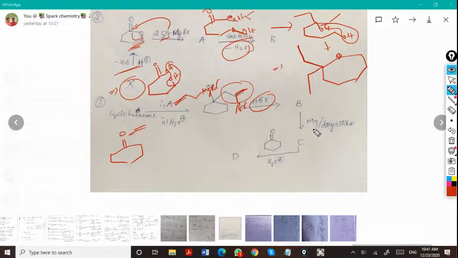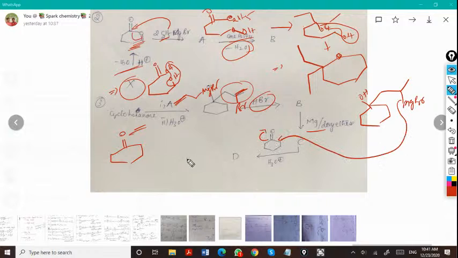Okay. So this on treatment with Grignard is going to give Grignard reagent. Okay. So once Grignard is formed, it's going to attack on the carbonyl, resulting in the product. So this is the product.